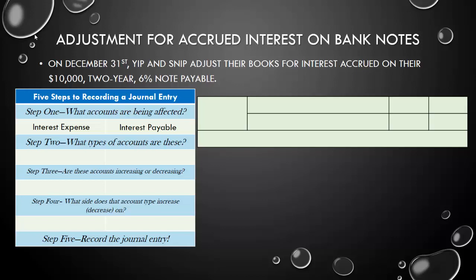Speaking of, what type of accounts are these? Interest expense is an expense. Interest payable is a liability. Are they increasing or decreasing? Well, our interest expense is going to be going up because we incurred more expense from interest accumulating on our loans during the month. And the amount of interest that we owe to banks after we make this adjustment is also going to be going up because we're deeper in debt right now. Expenses increase with a debit, liabilities increase with a credit. So we have our adjusting entry on December 31st, which is going to recognize December's portion of interest expense.